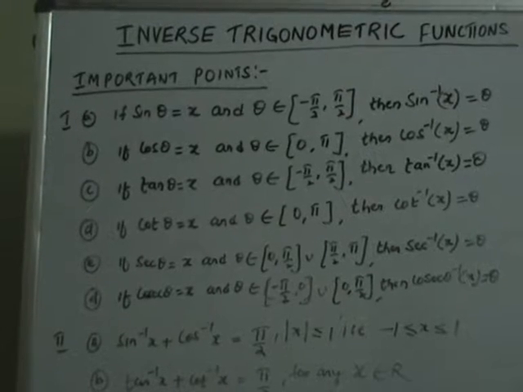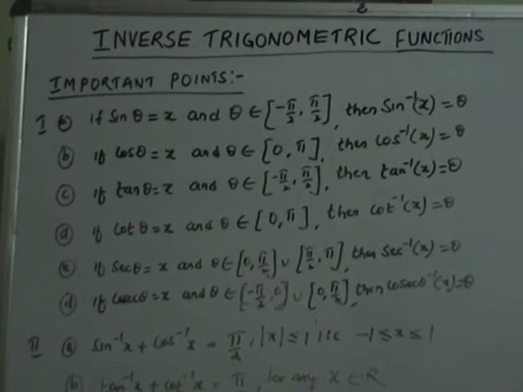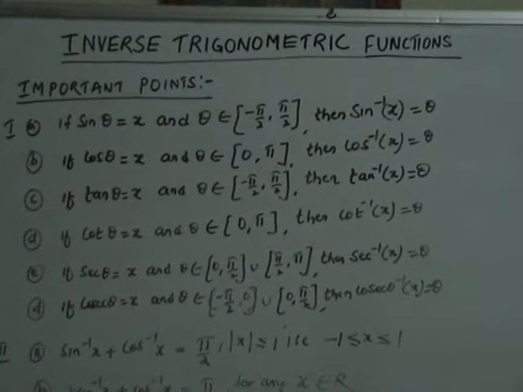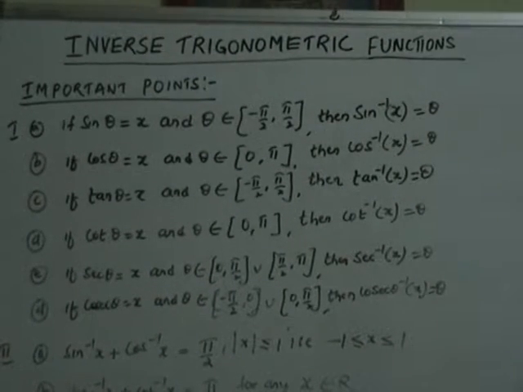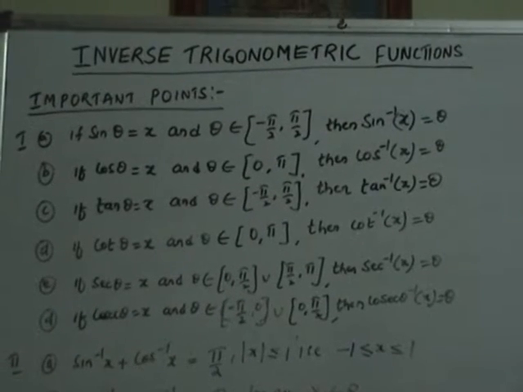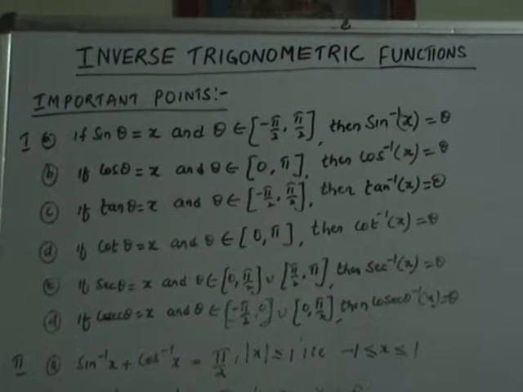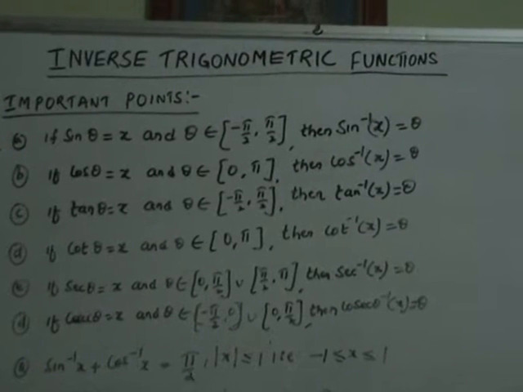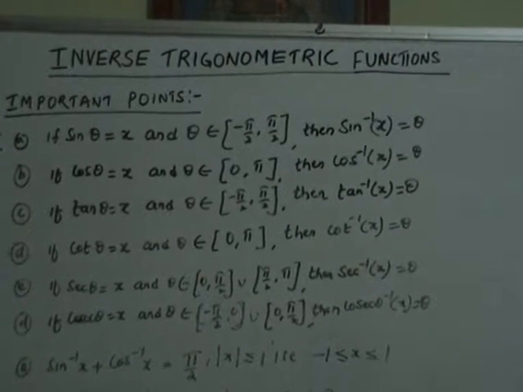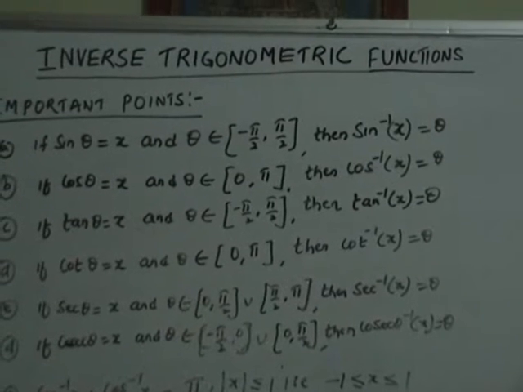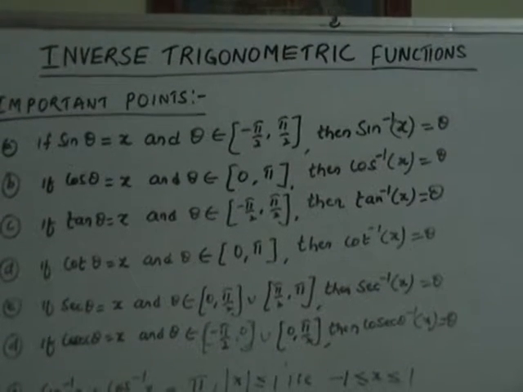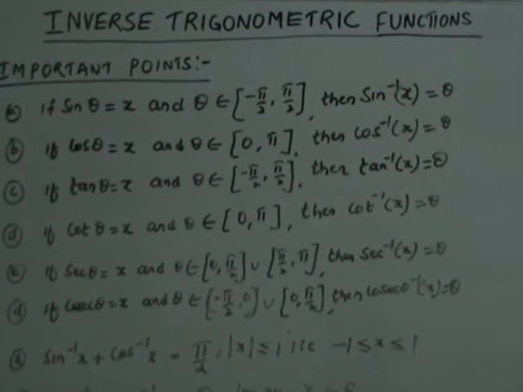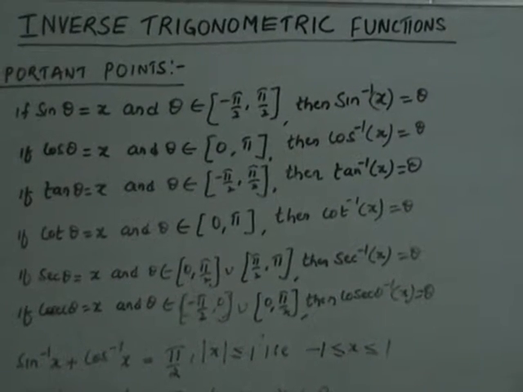is equal to x and theta belongs to minus pi by 2 and pi by 2, then sin inverse x is equal to theta. Similarly, if cos theta is equal to x and theta belongs to 0 and pi, then cos inverse x is equal to theta. And again, if tan theta is equal to x and theta belongs to minus pi by 2 and pi by 2, then tan inverse x is equal to theta.